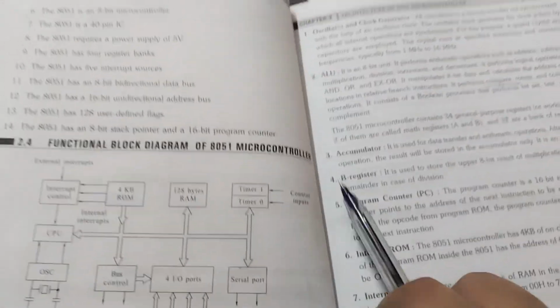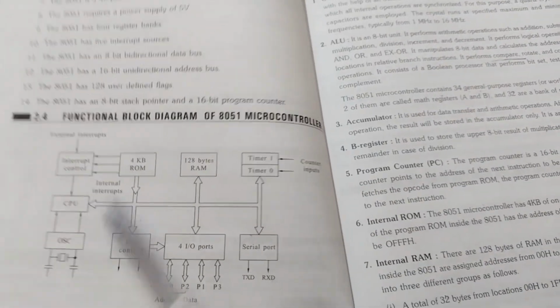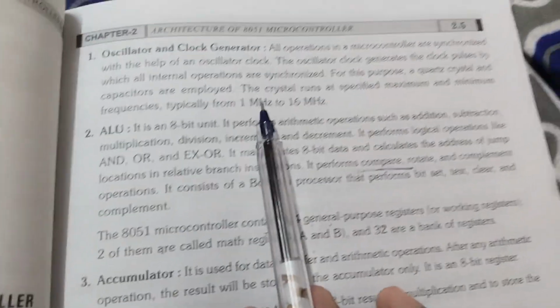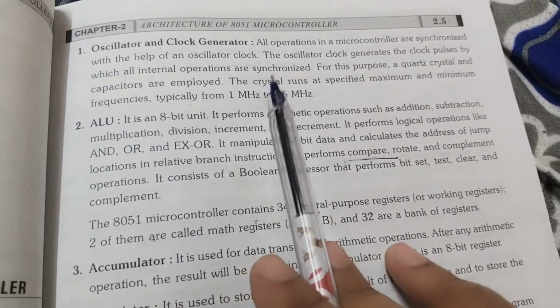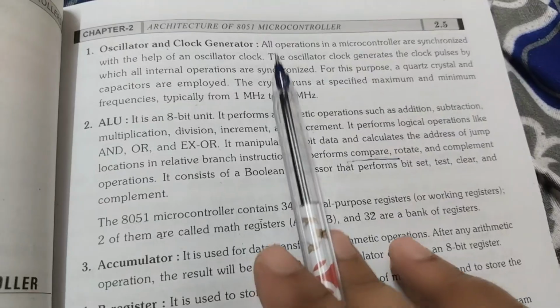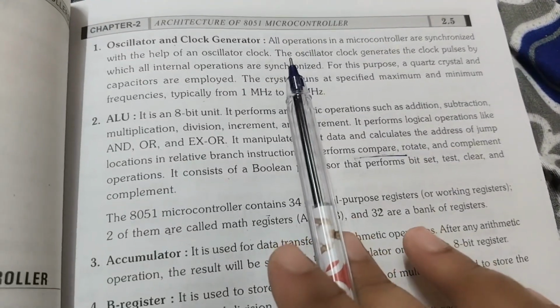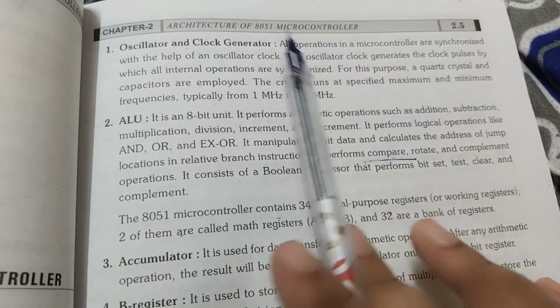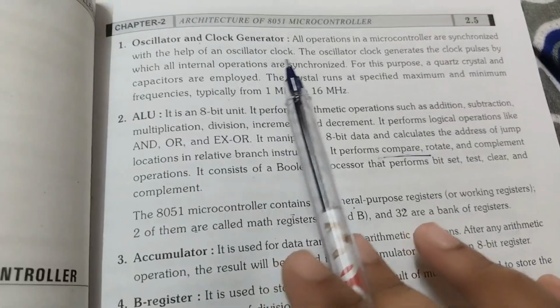So let's start the first block, that is oscillator and clock generator. Here I am focusing only on the main important points that you have to cover for writing. I'm not going to discuss each and every point. So whatever points I am discussing, please write these points only in the exam. That will be enough for you.